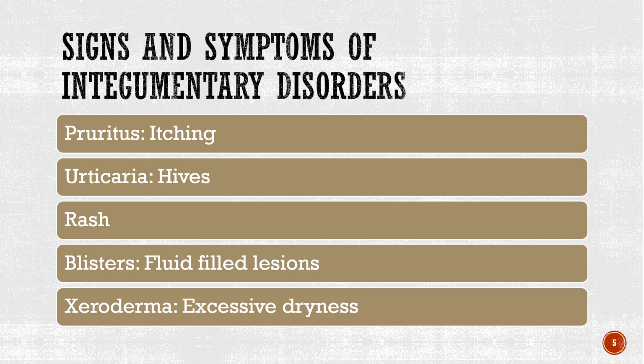Xeroderma is a mild form of ichthyosis, which is excessive skin dryness. Skin is dry, rough, discolored, and scaly, shedding, aggravated by dry climates and the use of drying soaps, cleansers, and solvents.